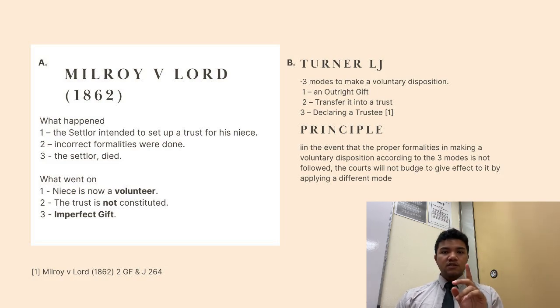Now this is where the maxims appear. In Milroy and Law 1862, it presented the principle which reflected the maxims itself. Equity will not perfect an imperfect gift. Now, as it was clear that the courts will not change to another mode of disposition when the relevant formalities are failed to be done with the intended mode.